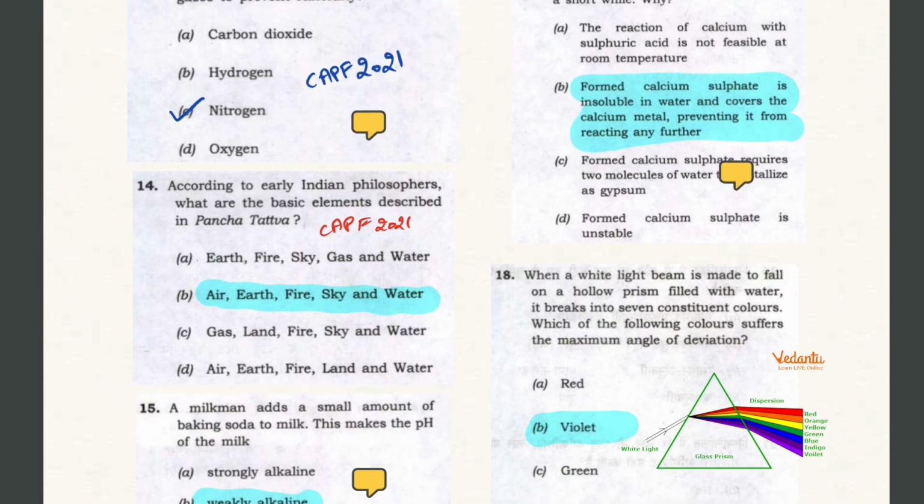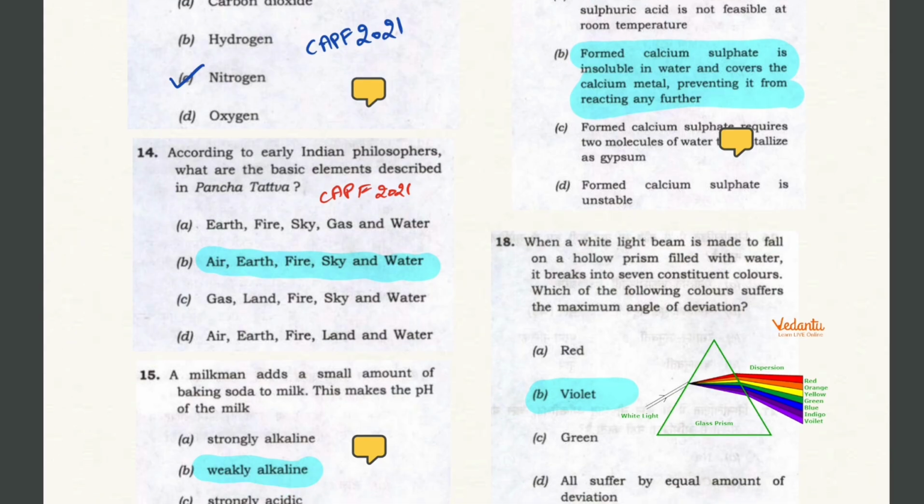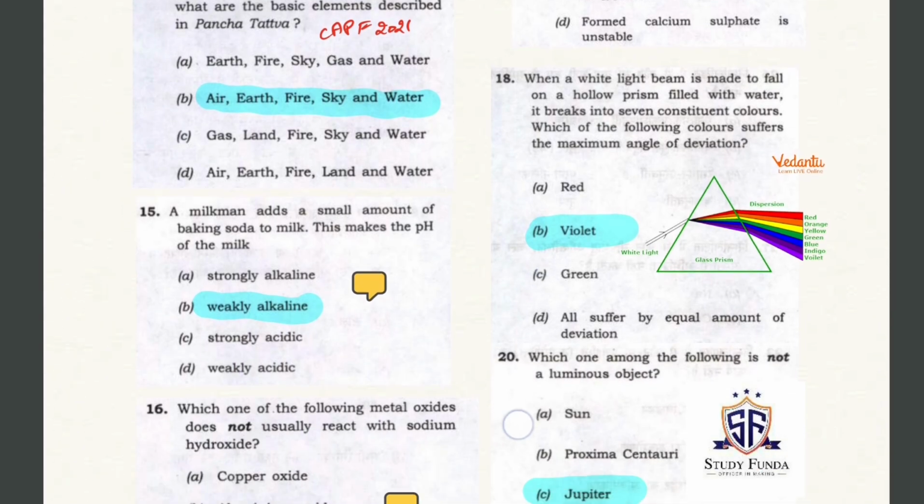And the next question is, according to earlier Indian philosophers, what are the basic elements of Panchtatva? So air, earth, fire, sky and water. These five are, so B would be correct answer. Next question.